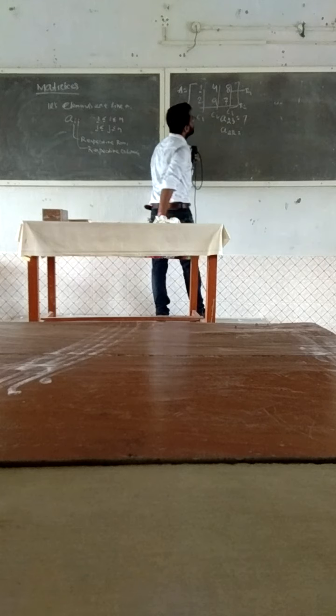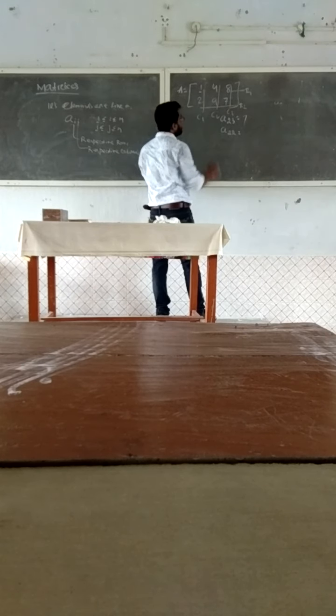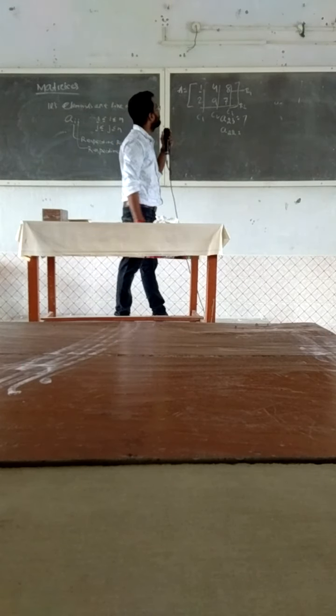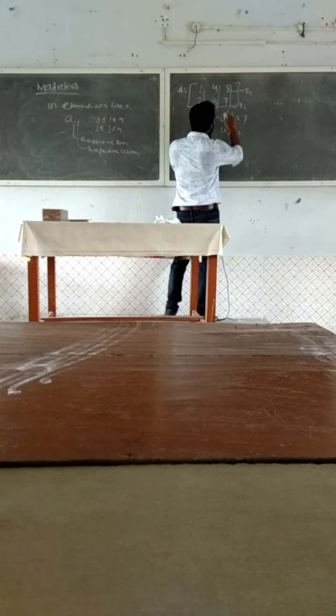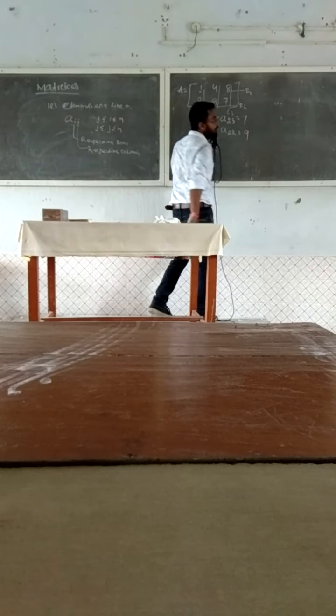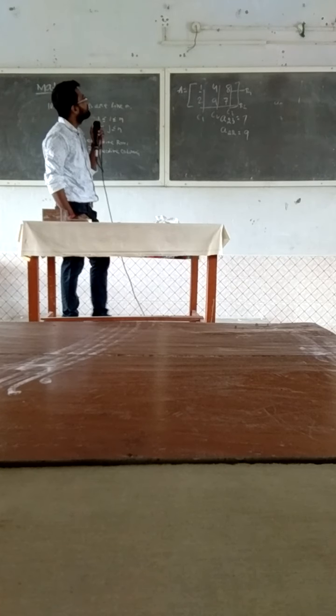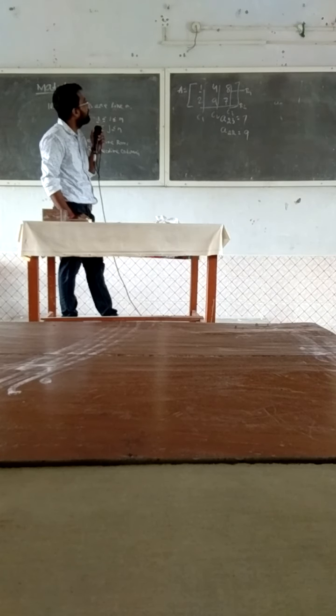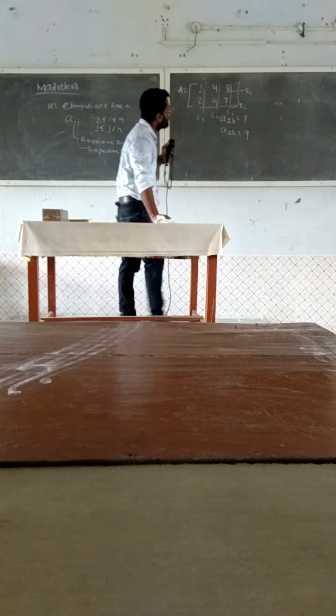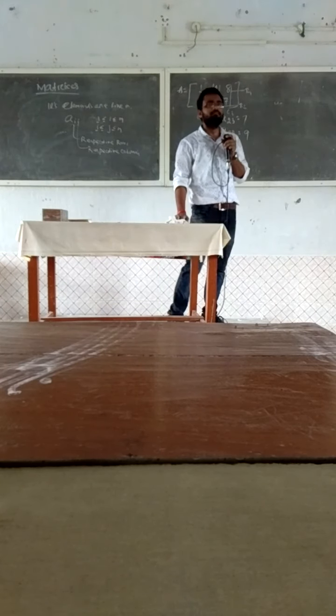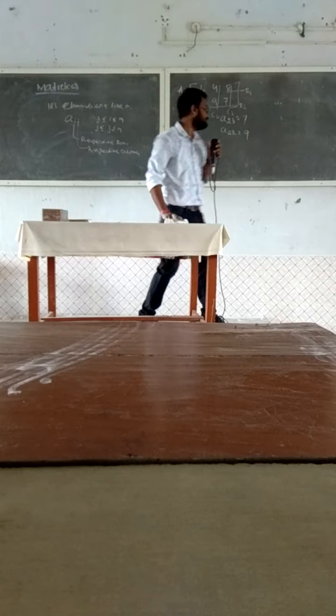Similarly, A22 is second row and second column. The second row and second column is 9. These are examples of general representations of a matrix. Now we can study about the types of matrix.